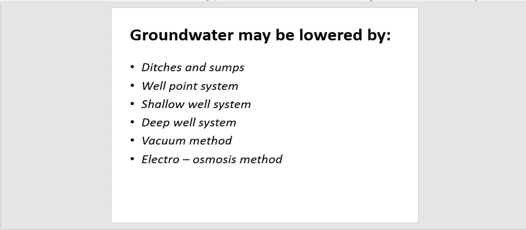There are various ways to control groundwater seepage. One of the ways as displayed there is ditches and sump method, and well point system, shallow well system, deep well system, vacuum method, electro osmosis method. These are all some of the methods that are used for the control of groundwater seepage. Yes, the removal of excess water from the saturated soil mass is referred to as drainage or dewatering. So when you're trying to reduce the water, as what I was trying to do, I'm actually dewatering the place.